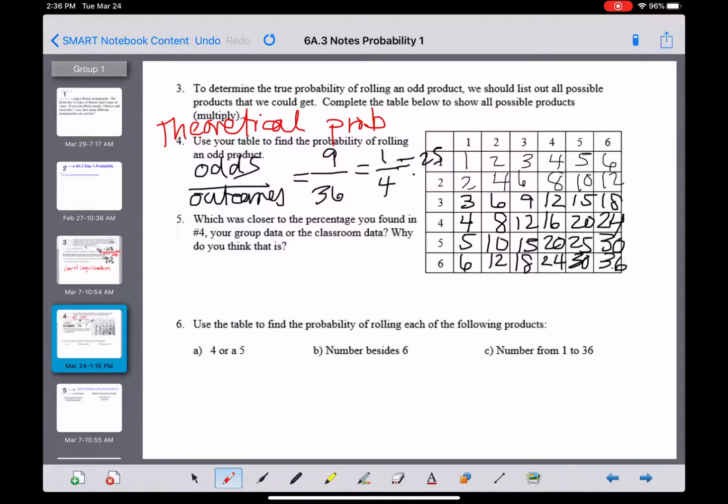So theoretically, I should get this 25% of the time that odds win, because it only happens 25%. So number 5 says, which was closer to the percentage you found in number 4, your class data or your group data, or the classroom data? And why do you think that is? So the class data is closer because there are more rolls.